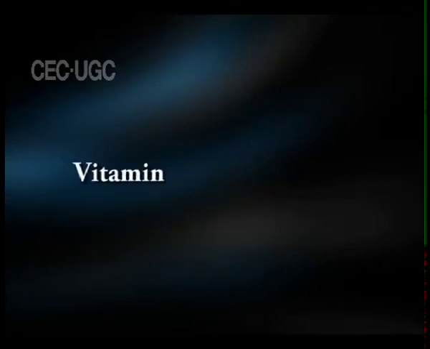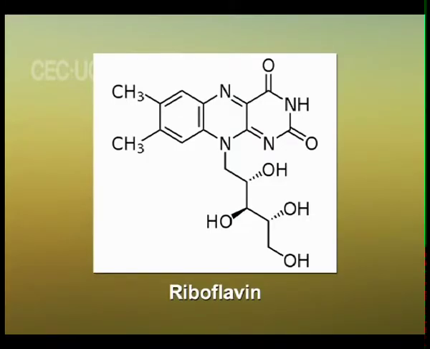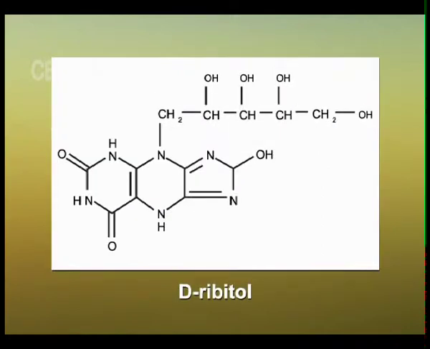Number 2 is vitamin B2 or riboflavin. Riboflavin contains 6,7-dimethyl isoalloxazine, a heterocyclic 3-ring structure attached to D-ribitol by a nitrogen atom.